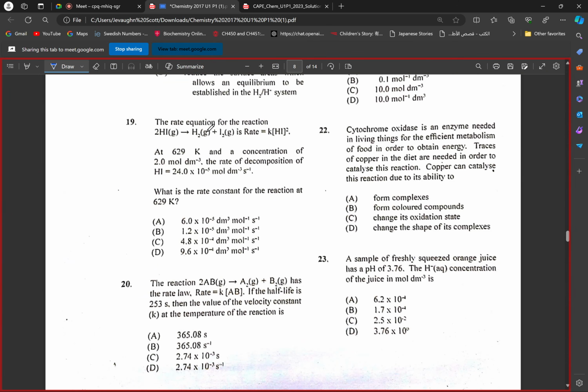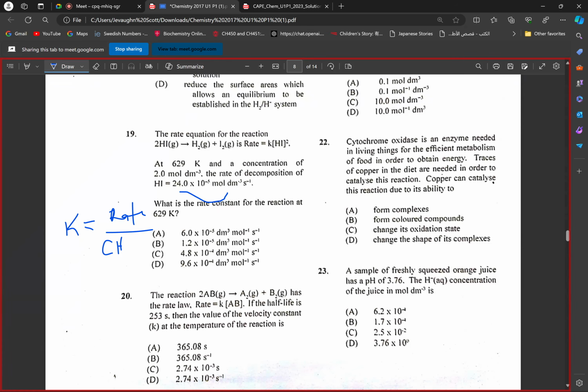The rate equation for the reaction present here is given by that. So we see it's second order with respect to hydrogen iodide, at 629 Kelvin at a concentration of 2 moles per dm cube. The rate of decomposition of it is given as this. That's the rate. What is the rate constant for the reaction? How do we find the rate constant K? K is equal to the rate divided by what? The concentration of hydrogen iodide squared.